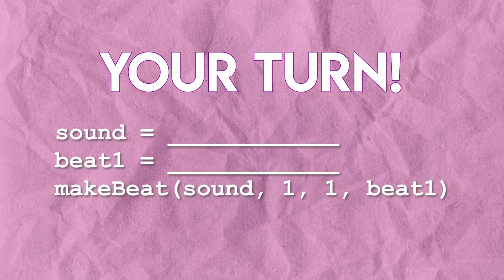See? It's the same beat. Why don't you try it? Make a new script with 2 variables, sound and beat1, and see if you can use the variables in a makeBeat function. Variables are actually a fundamental part of computer science. I use them all the time, and they make my code so much shorter and easier to read.